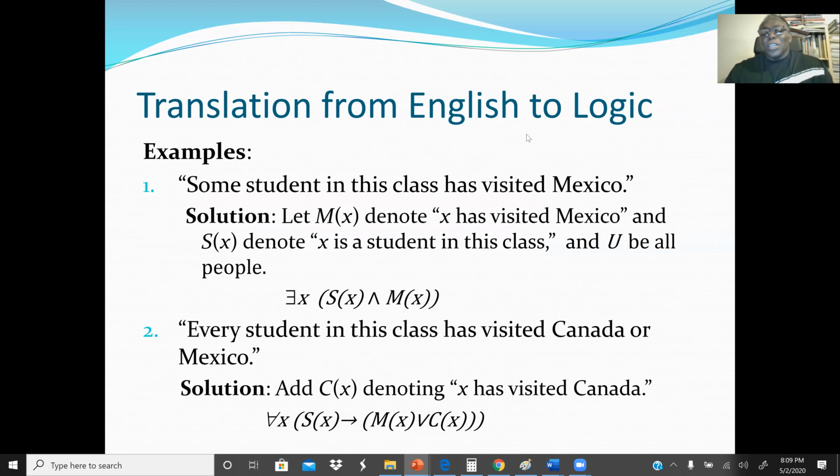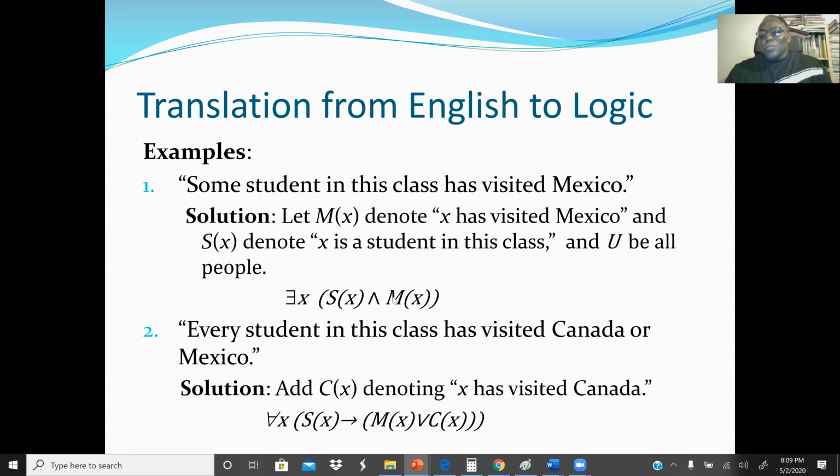So, translation from English to logic. Here we have: some students in this class have visited Mexico. So this means some students, x is a student, and we use the existential symbol. So some students have visited Mexico. So S(x) are the students in the class and M(x) means visited Mexico. So here we say let M(x) denote x has visited Mexico.